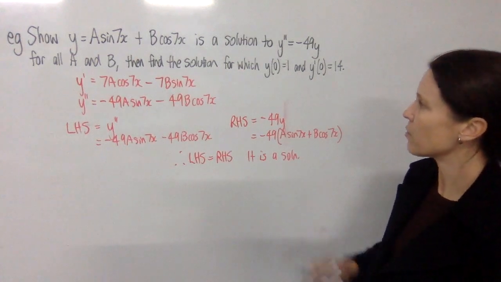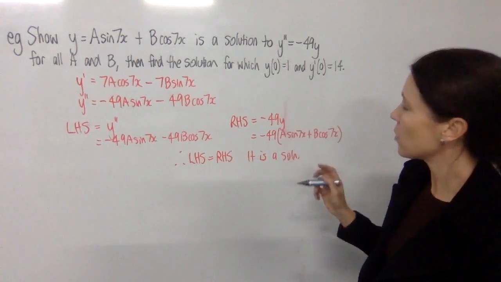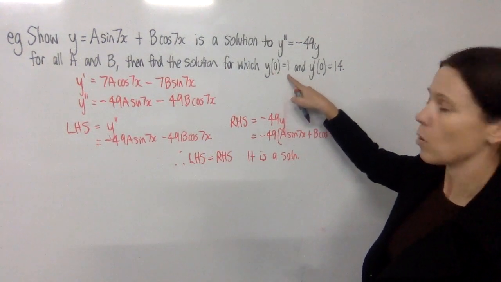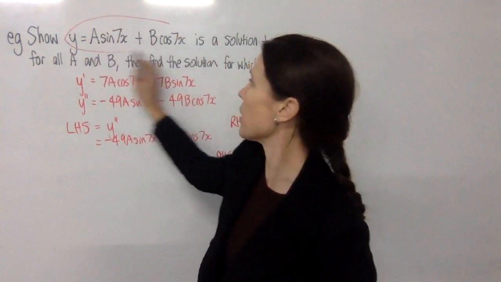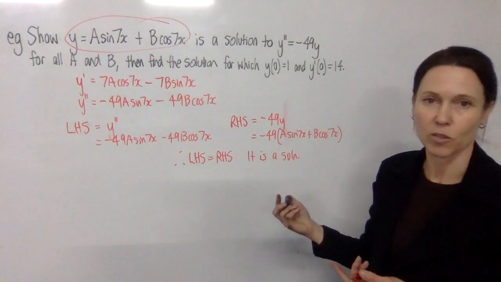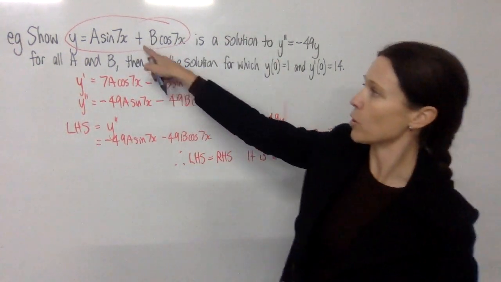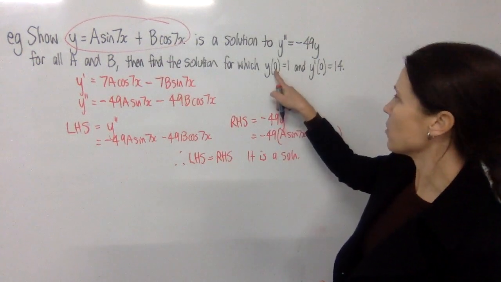Okay, now we need to find a particular solution. So, subbing in here, we know that when x is 0, y is 1. So we're going back now to working with this. We know that it's a solution. We were given that. We were first asked to prove that it is, and now we just have to work with it. So when x equals 0, y equals 1.